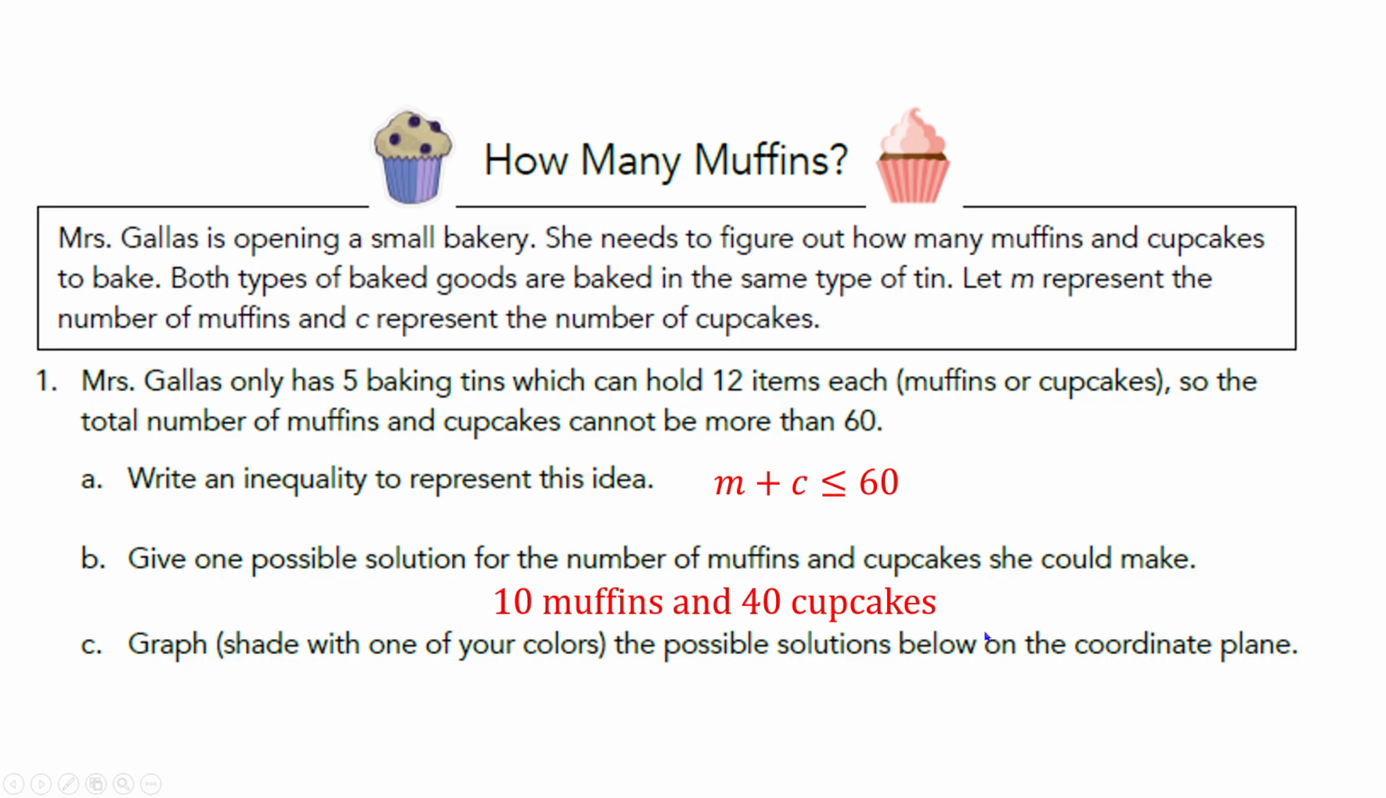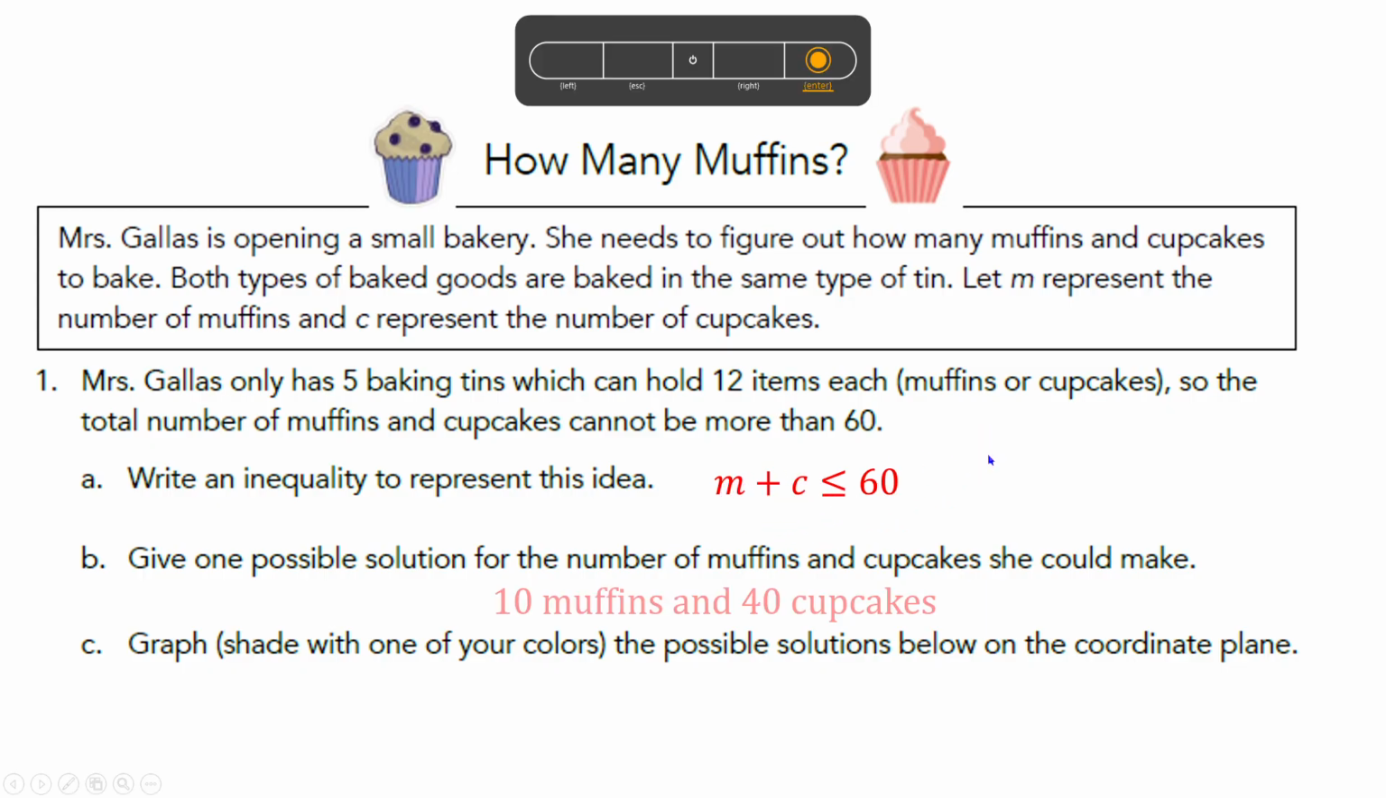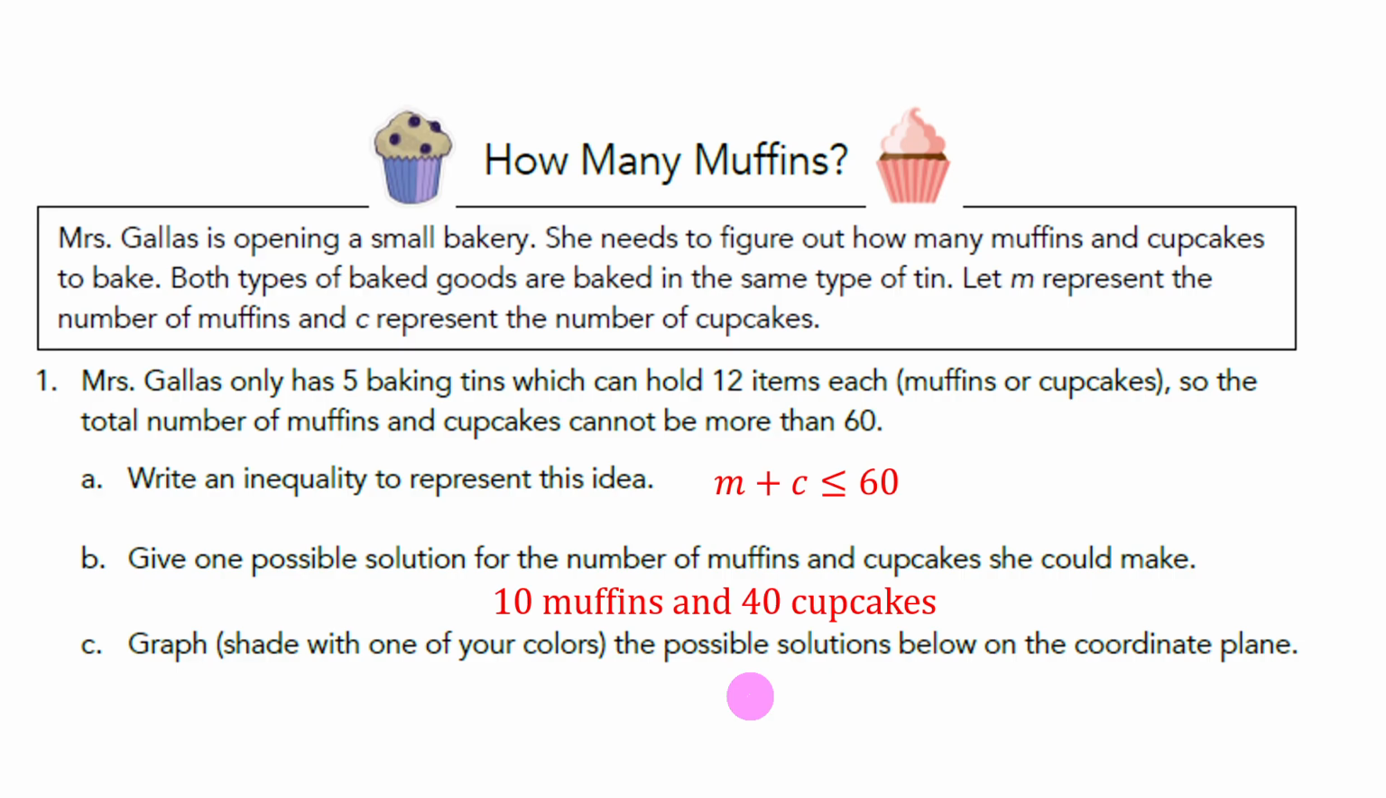Basically, what you want to do is take this and turn it into a linear equation. And they use M as the x-axis. So we should solve for C, to make C our y-axis. So essentially we're going to subtract M from both sides. So it's going to be C is less than or equal to negative M plus 60. And the idea is you have a negative slope. You just draw this like a line.